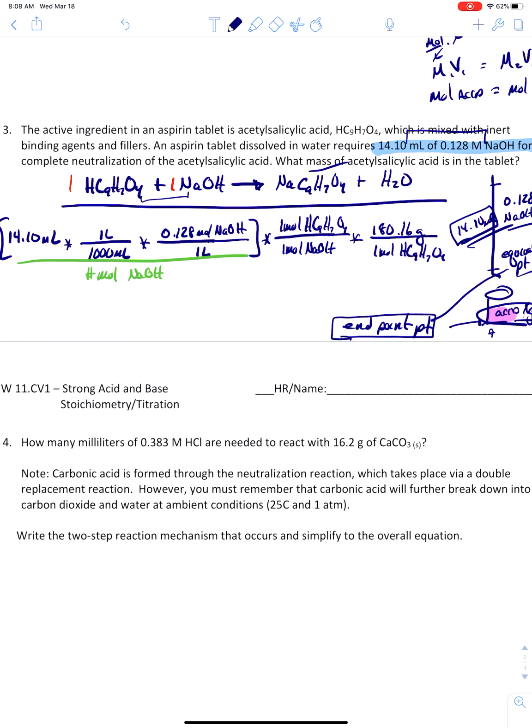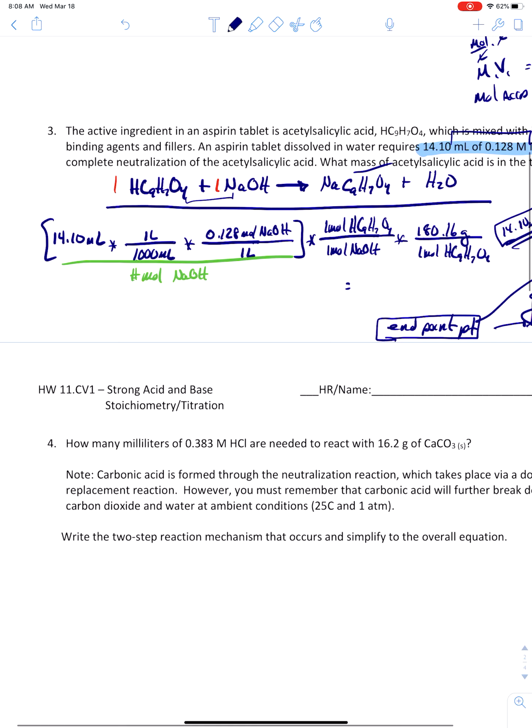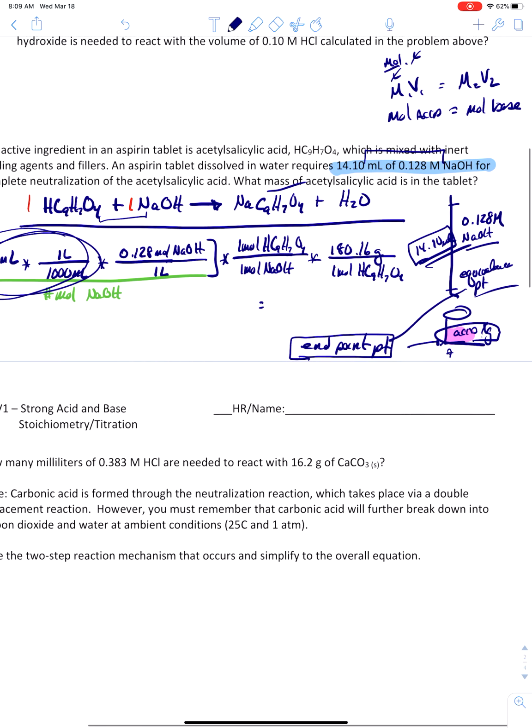And that's it. We have the entire thing, right? So this is our setup, and this is no different than any other setup we've ever done. We just have to go through 14.10 divided by 1,000. Of course, this part you could probably do in your head, but I'm showing it here just to make everything make sense. So we're going to take this and change it to liters by dividing by the conversion factor. 1 liter is 1,000 milliliters. So 14.10 divided by 1,000 multiplied by 0.128.